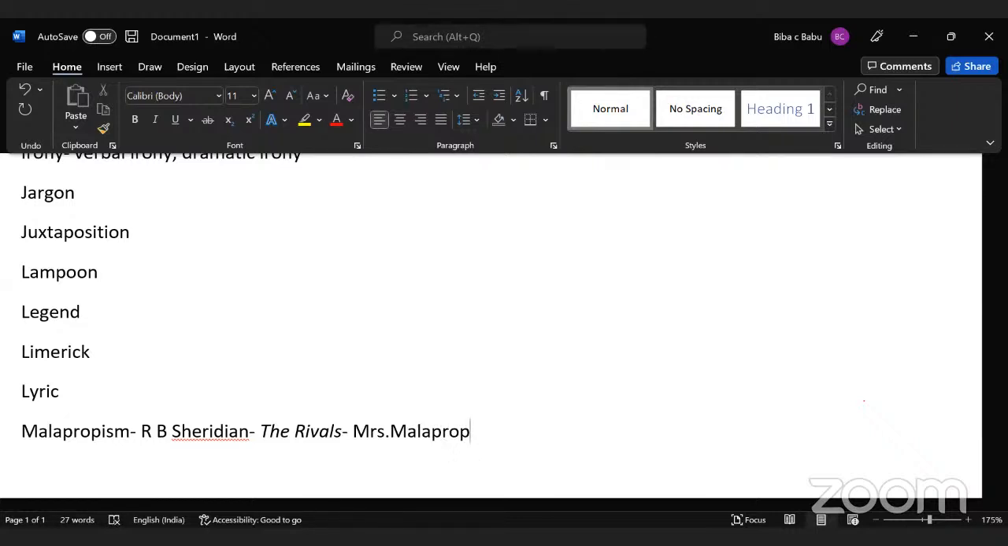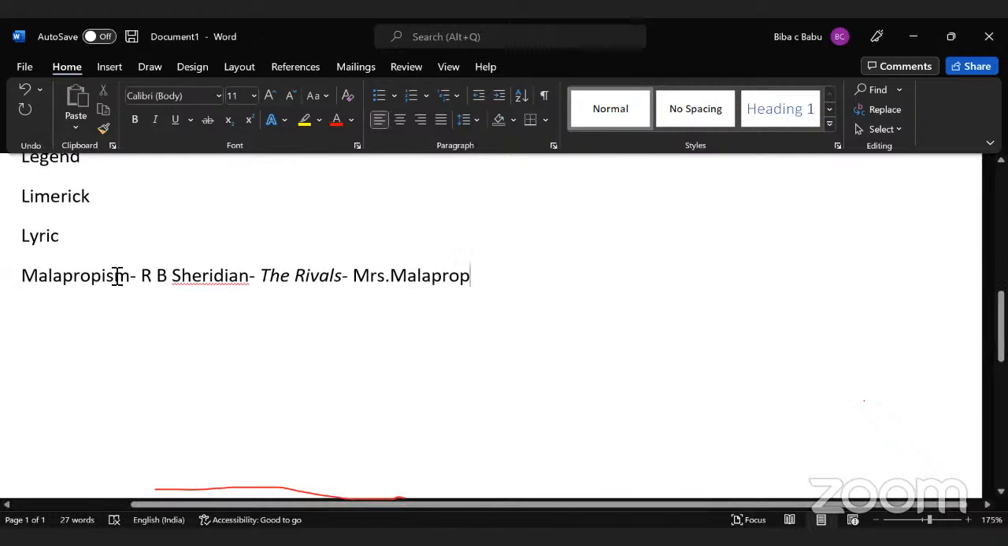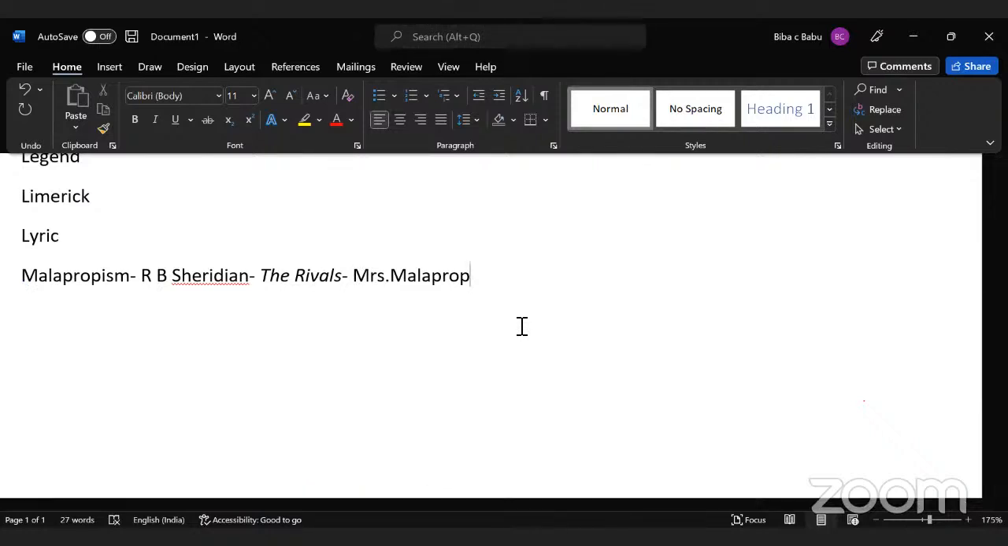So R.B. Sheridan's play, The Rivals, has a character called Mrs. Malaprop. And this particular term, malapropism, originated from this character. So it refers to the use of inappropriate words. When you use some inappropriate words, it is called malapropism. It does not make any sense. You just randomly utter some inappropriate words. It is called malapropism.